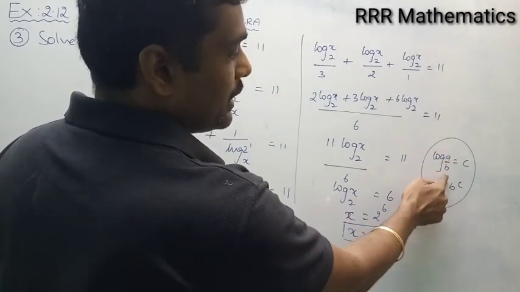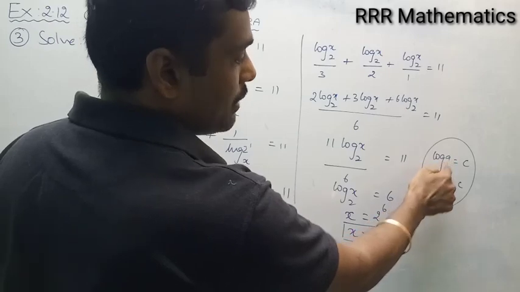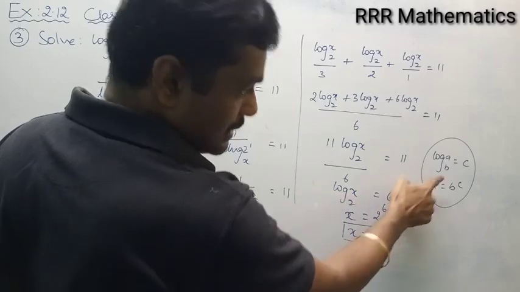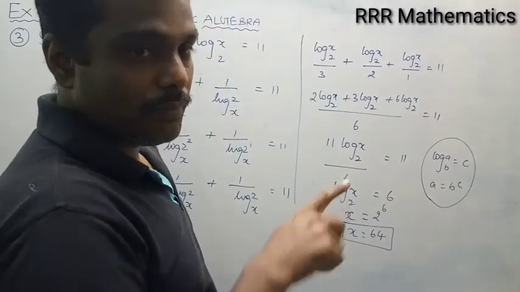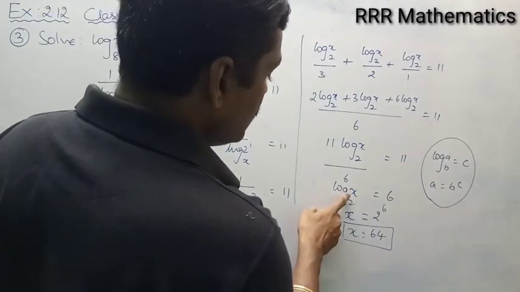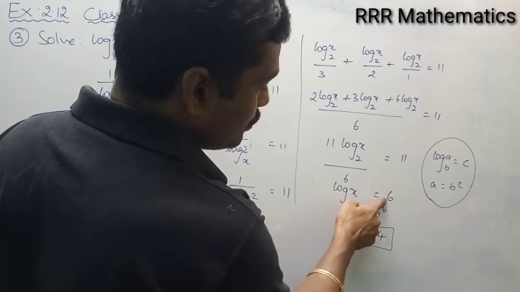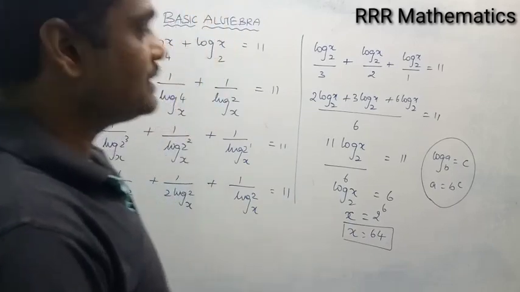Using this one, log a base b equal to c means this a can be written as b power c. So this is the property from logarithmic to exponential. Okay. So log x base 2 equal to 6. Therefore, what is this x? Which is equal to 2 power 6, which gives 64. Is it clear?